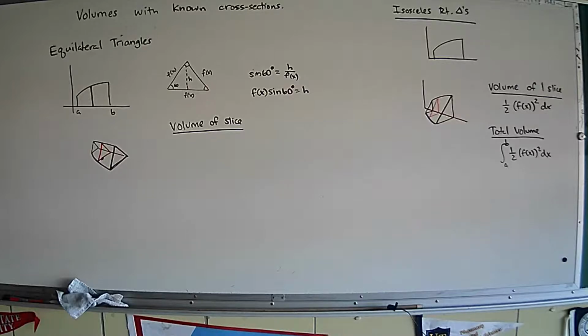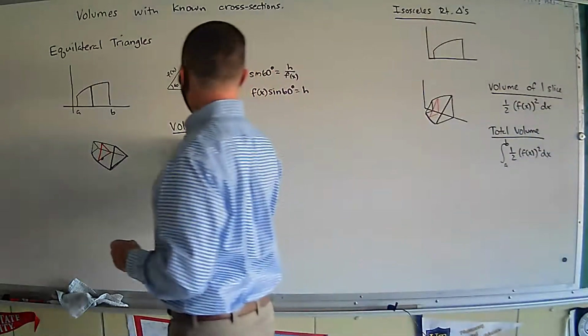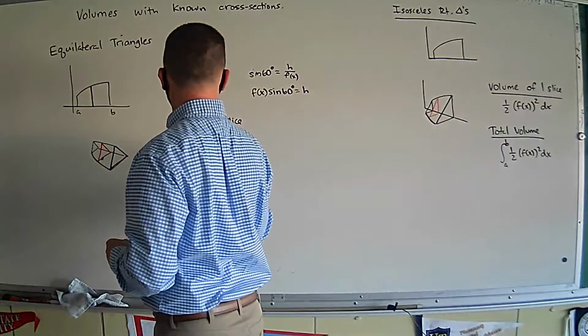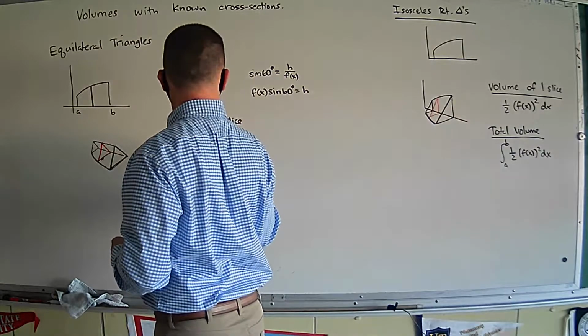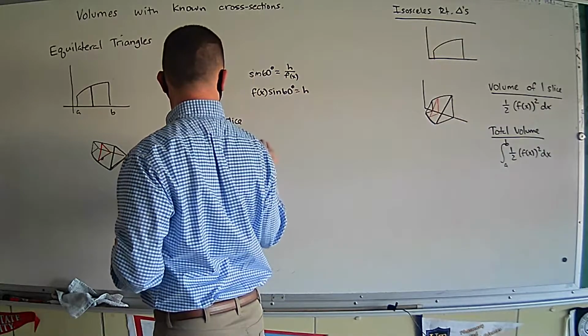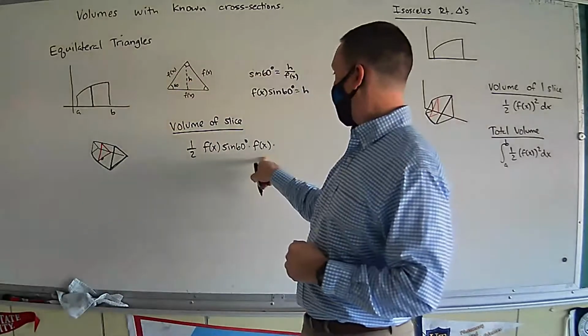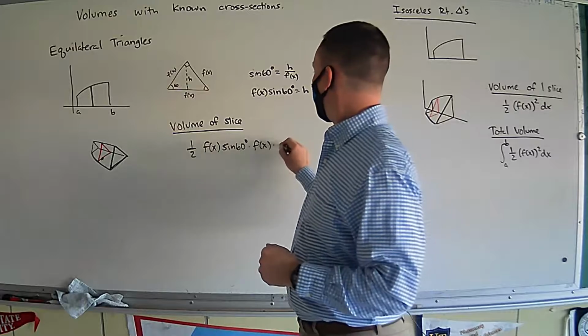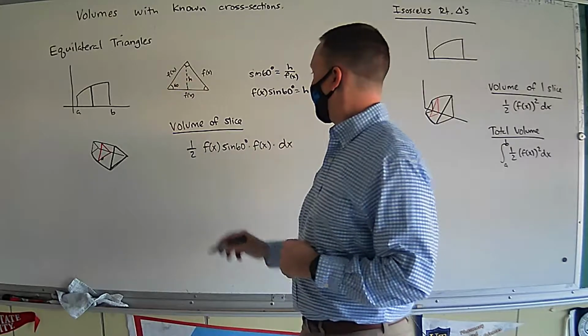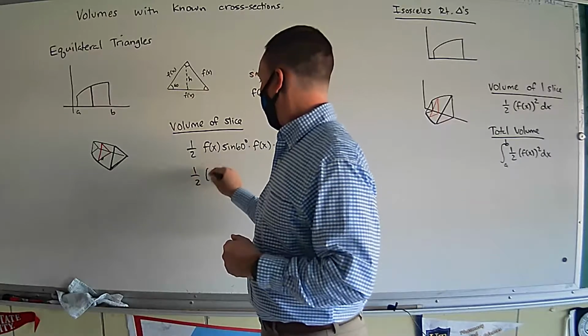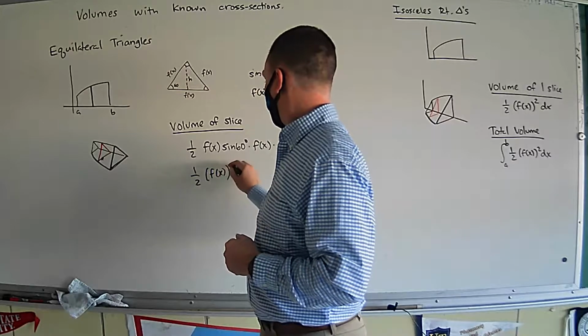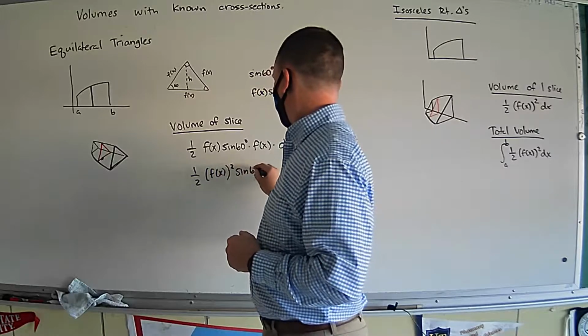Okay, 1/2 times f of x times sine. I got that. Times it. Right. So let's clean that up and just make that 1/2 f of x squared times the sine of 60.